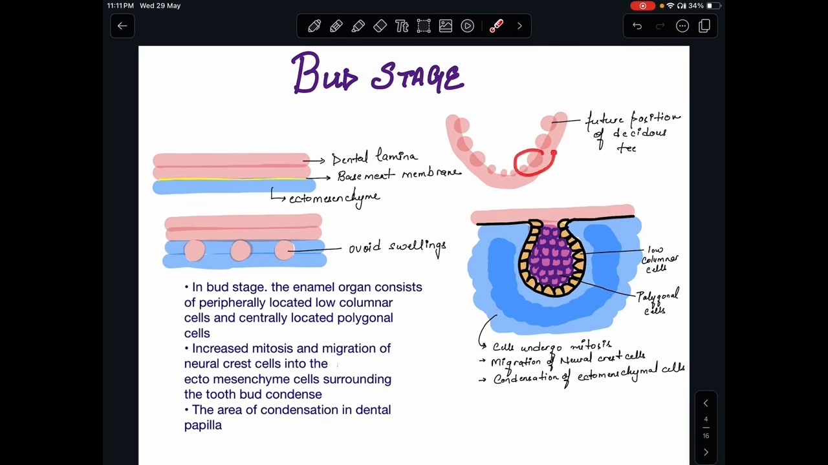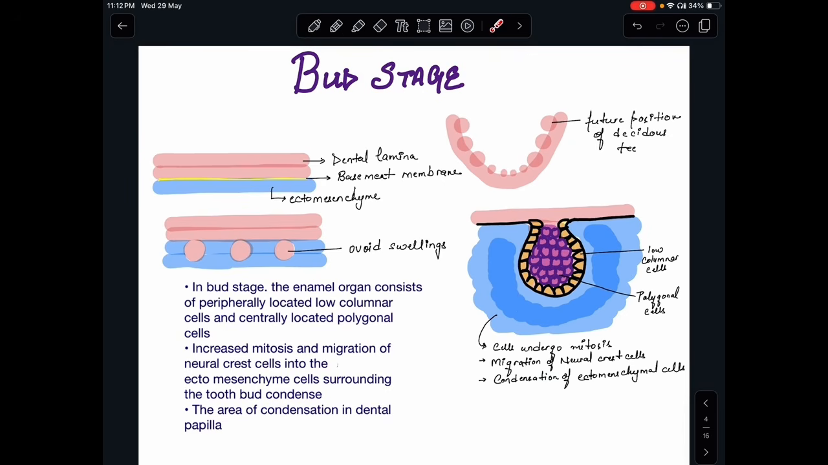So if we zoom into this bud, what we'll see is that the periphery is lined by low columnar cells, and the center is filled by polygonal cells. All right, and then this is the ectomesenchyme, so it shows some condensation in this stage. Okay, so the same information is written over here, that it has low columnar cells and polygonal cells, and because in the ectomesenchyme there is mitosis, migration of neural crest cells, and condensation of ectomesenchyme, which will form the dental papilla and the dental sac.